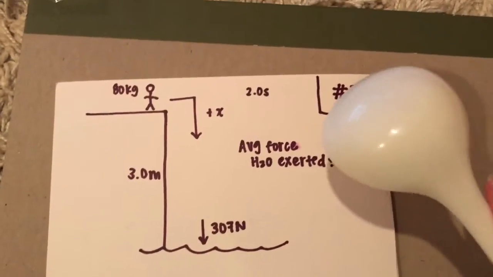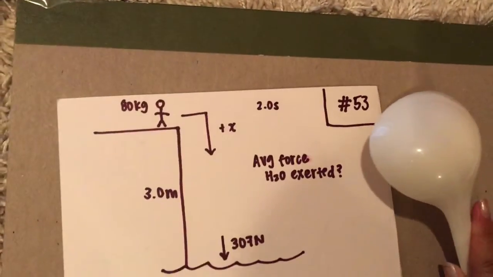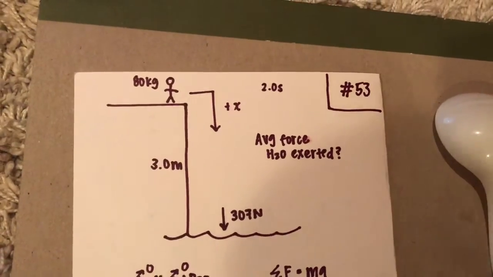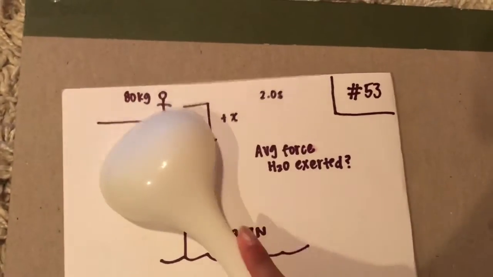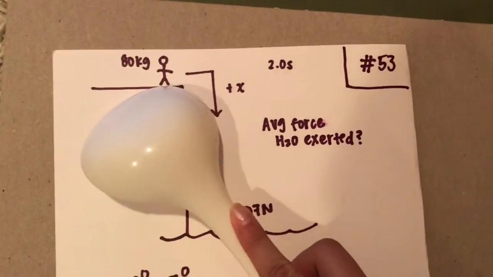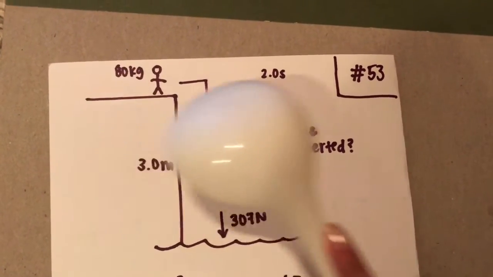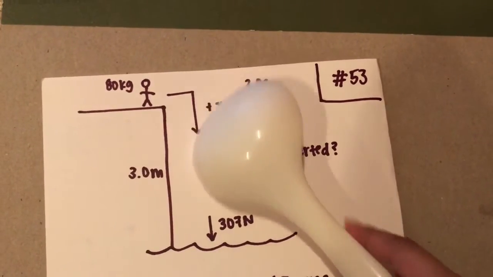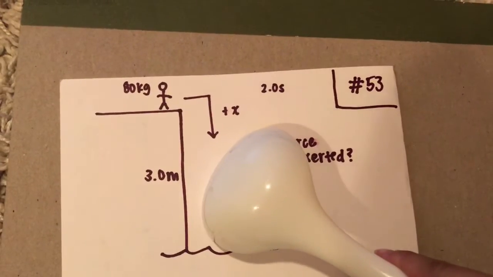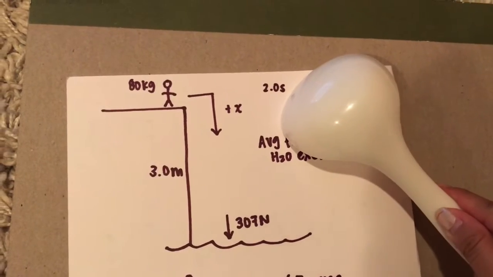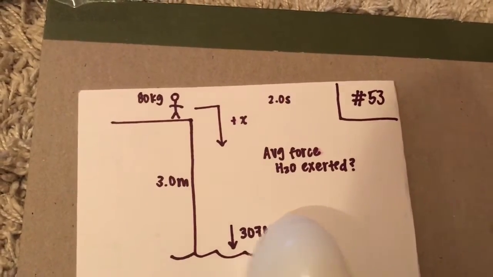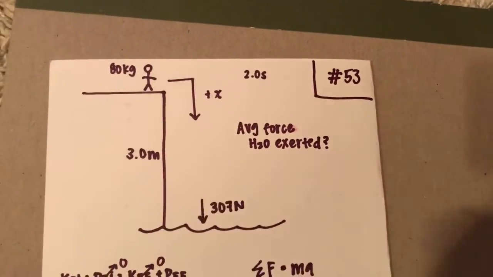So question number 53 for chapter 6 homework states that an 80-kilogram man is standing erect and he steps off a 3-meter high diving platform and begins to fall from rest. The man again comes to rest 2 seconds after reaching the water. What average force did that water exert on him?